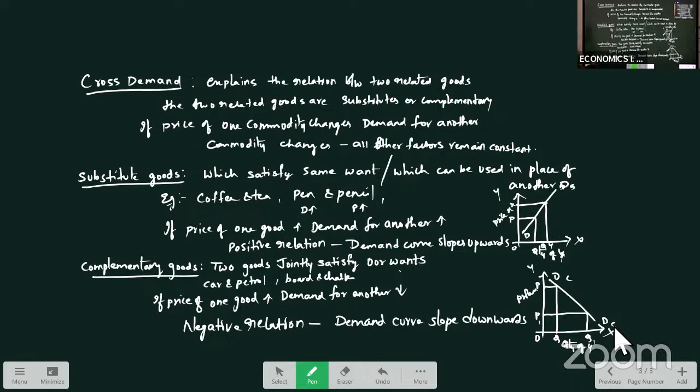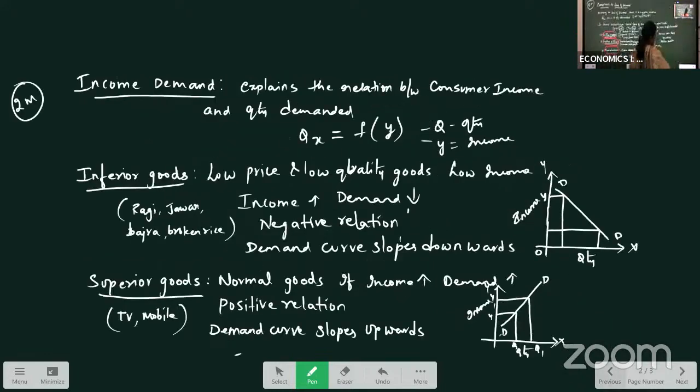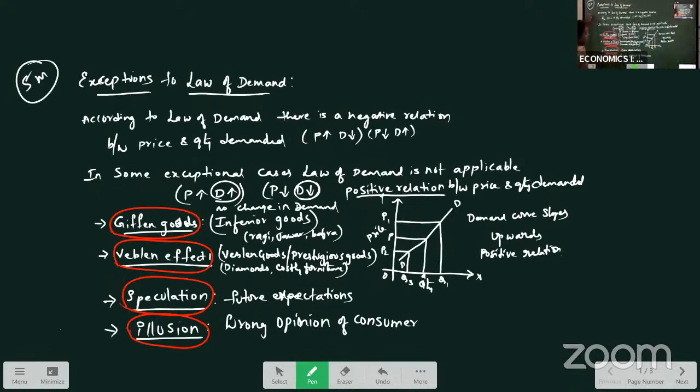So is it clear with this cross demand here? Just see what all we have discussed today. Today we have discussed exceptions to the law of demand. What was explained in the law of demand? The law of demand explains that there is a negative relation between price and quantity demanded. But in some exceptional cases, when price increases, demand will not decrease. So it is against our law of demand here.